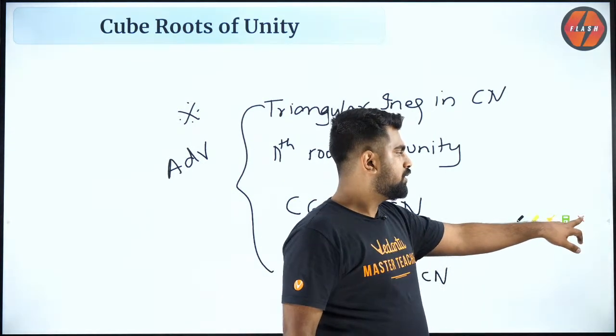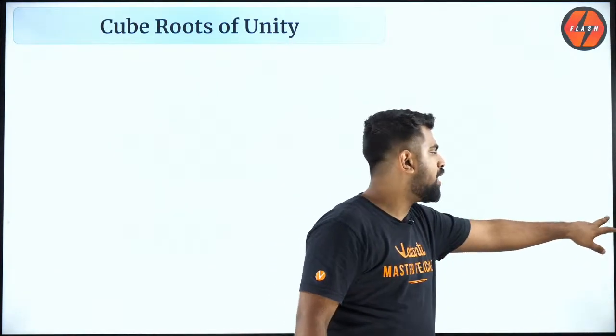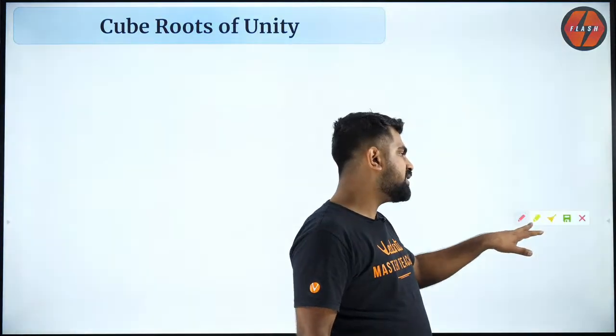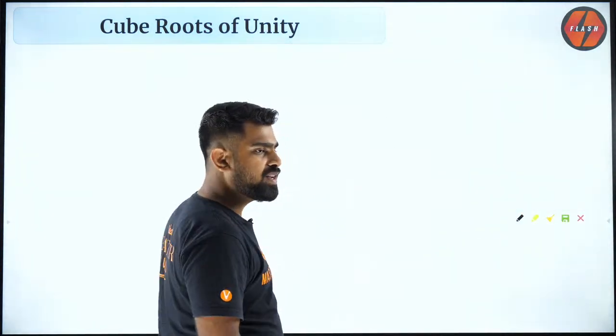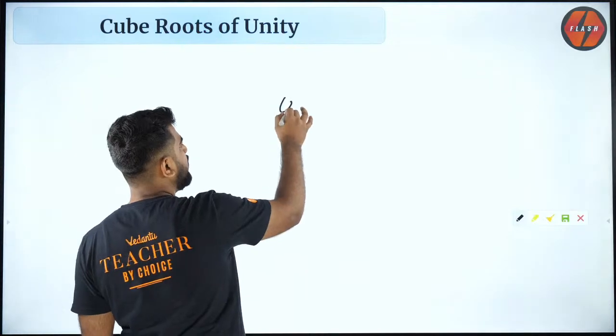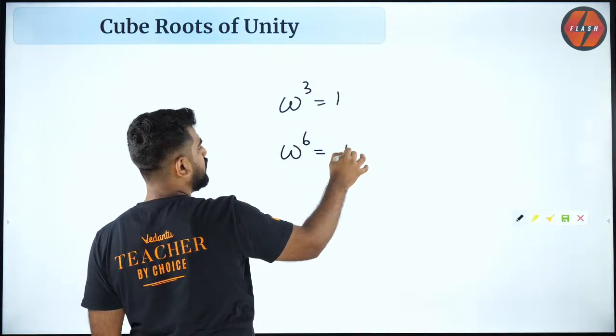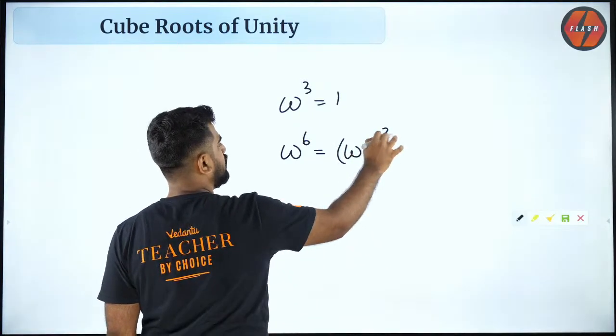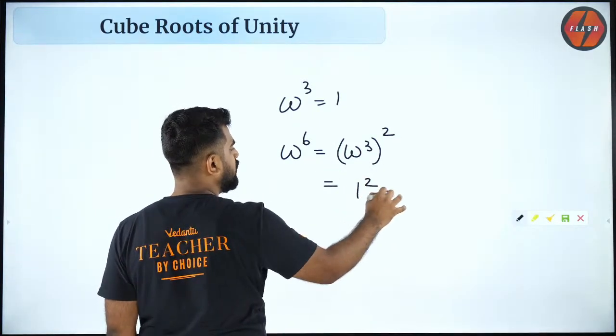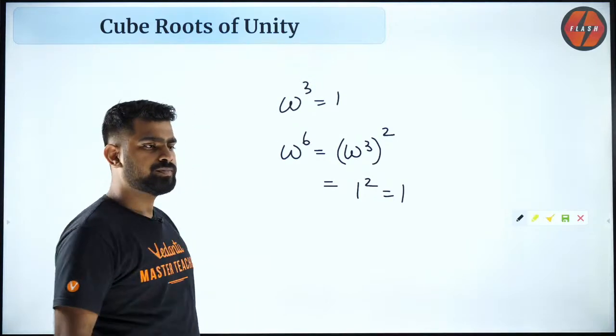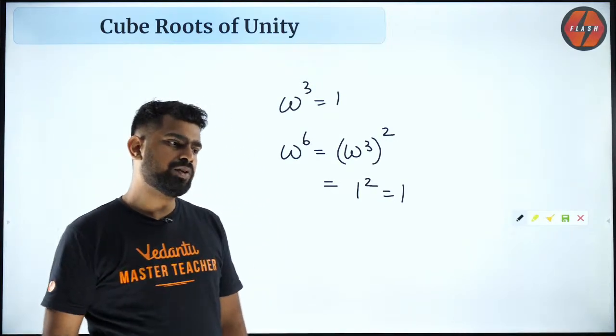Okay. So Unita is asking, sir, can you show what is omega power 6? Omega power 6 is also 1, Unita. What is the doubt here? See, omega cubed is 1. Right? So omega power 6 is what? It is omega cubed whole squared. So it is going to be 1 squared. It will be 1 only. What is the doubt? Got it?